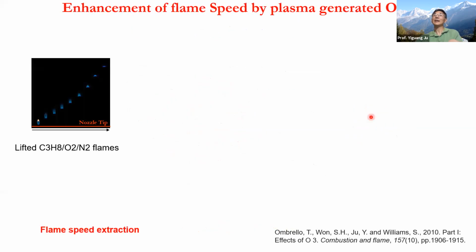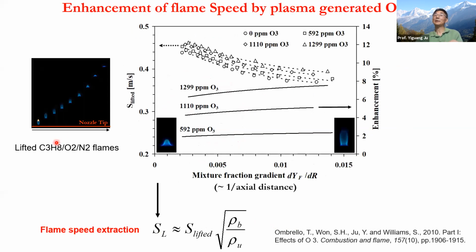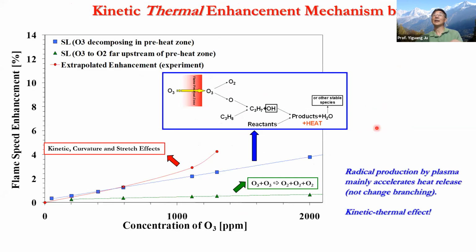So we try to understand what is the ozone effect on flame speed for methane and propane. We did some experiments. We see, okay, by increasing ozone, the flame speed is increased very, very little, a few percent. So this few percent is mostly by thermal effect.